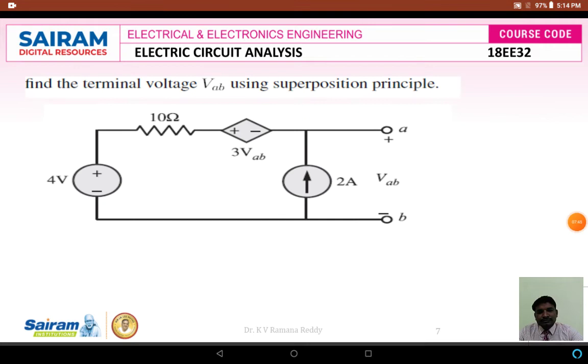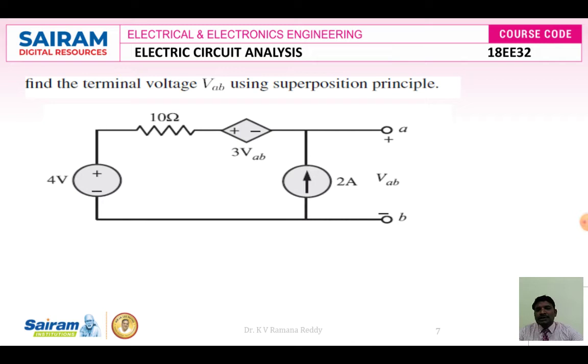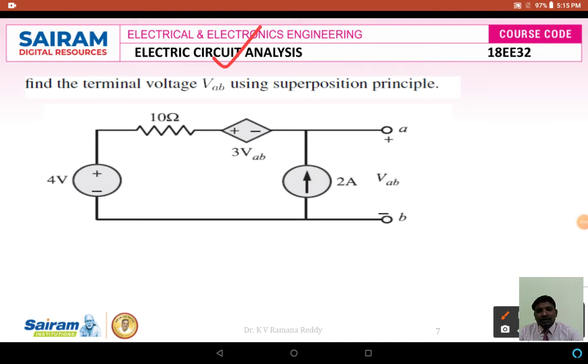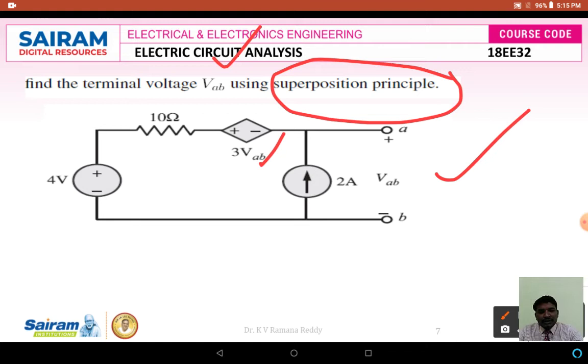Next, we are going to solve one more problem. The problem is to find the terminal voltage VAB using the superposition principle. This is the circuit diagram given here. In this circuit diagram, we have to find the VAB value, that is our question, by using the principle of the superposition theorem. Let us see the solution, how we can find the value of VAB.